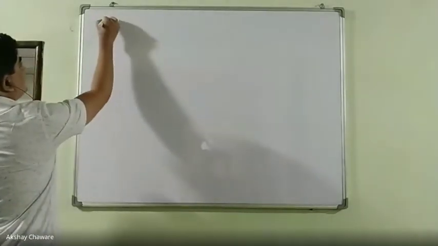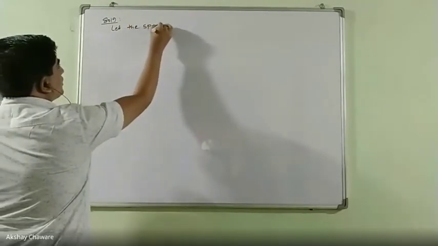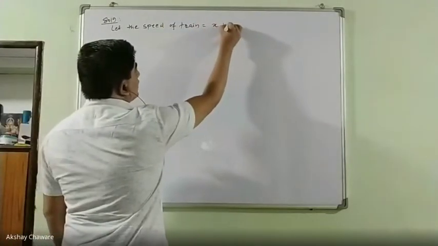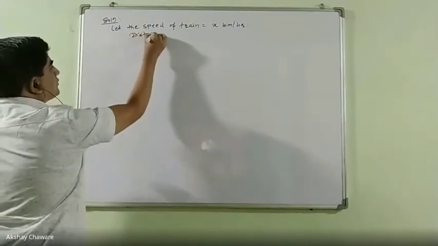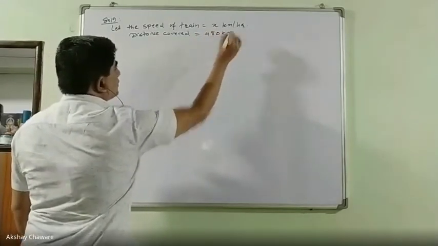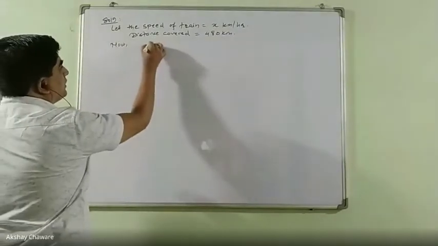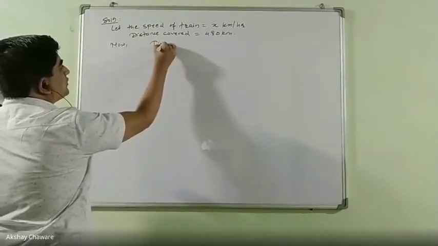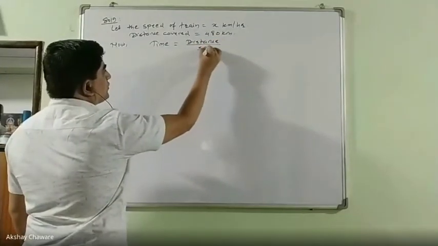See here. Solution. Let the speed of the train be x kilometer per hour. Next, the given data is that the distance covered by the train is equal to 480 kilometer. Now we will use the formula: speed is equal to distance upon time, or time is equal to distance upon speed.